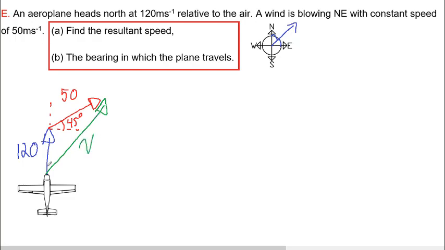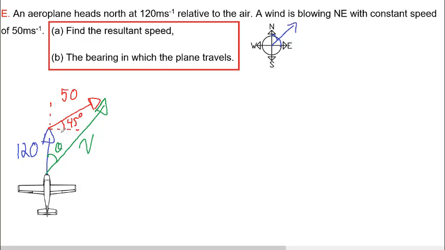That's the resultant. So the airplane's headed north, the wind is pushing that way, so it forces it to go at a slight deviation from the original flight course. And we want to know how much that angle of deviation is and how much the velocity is so we can fix it.